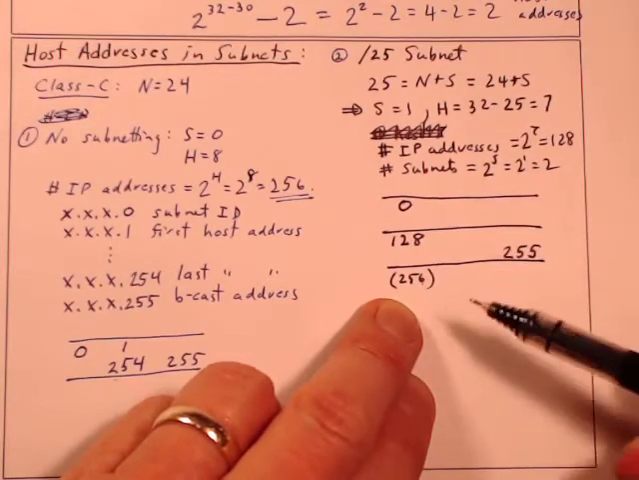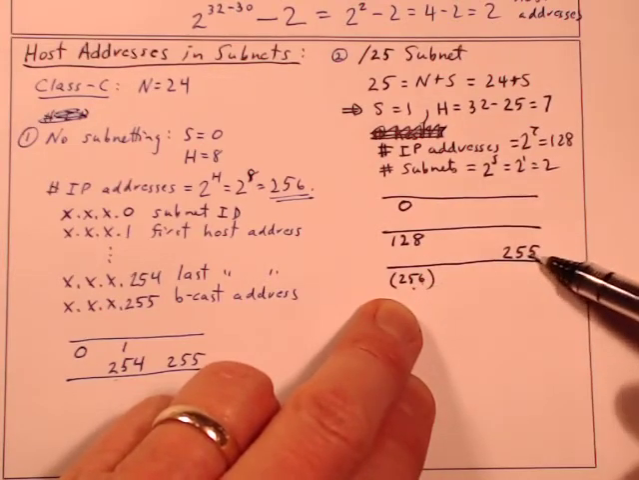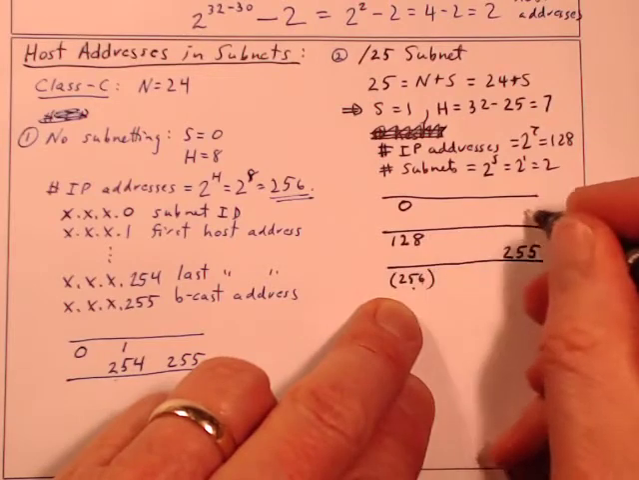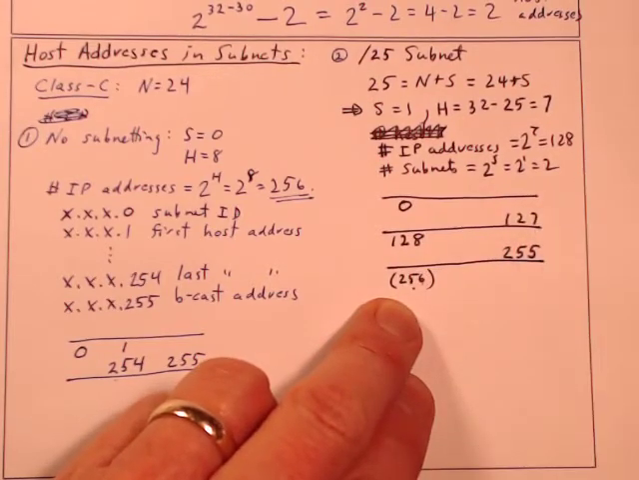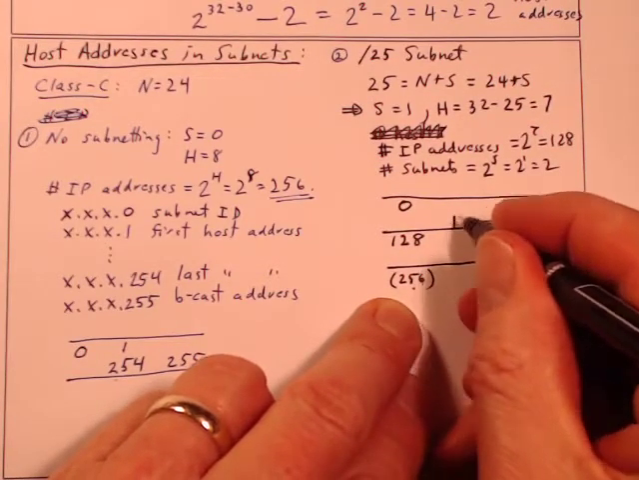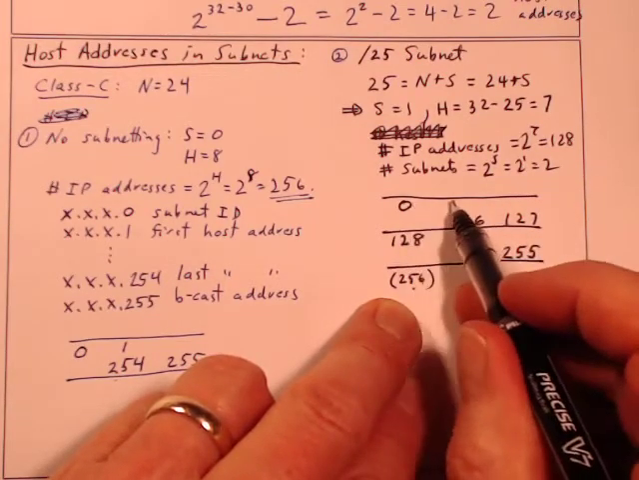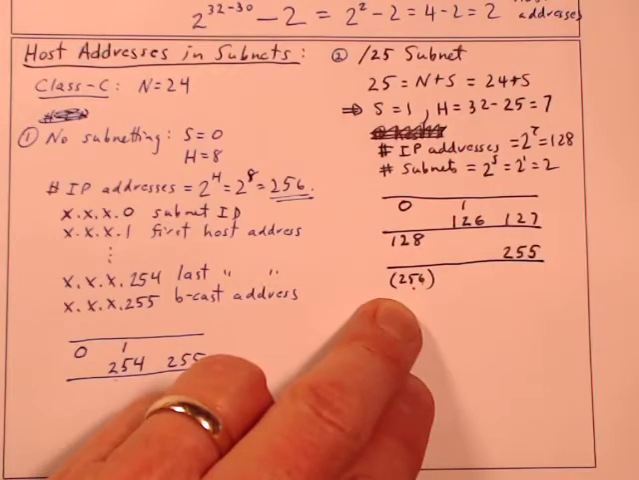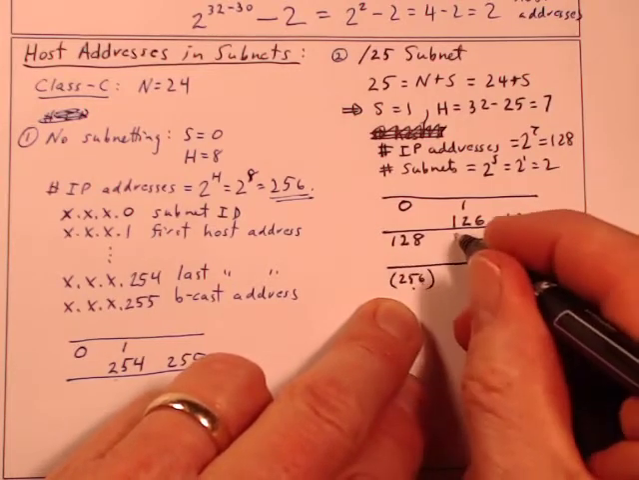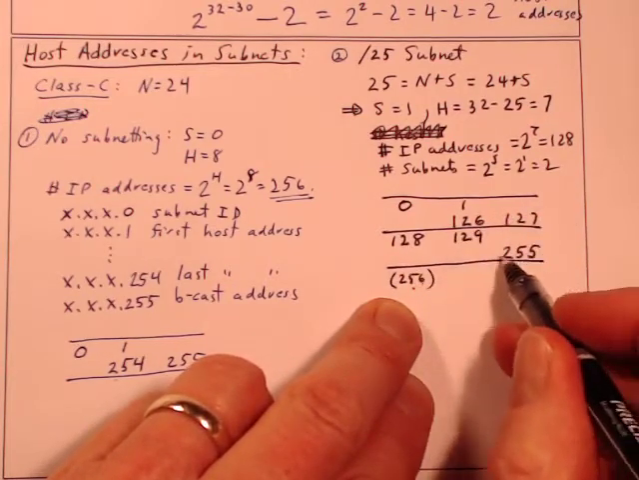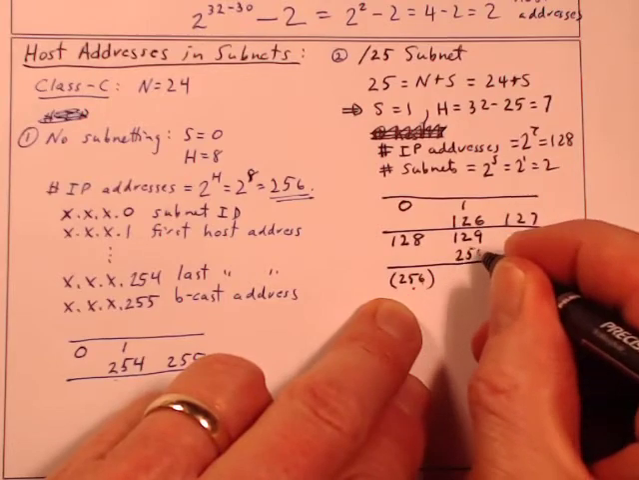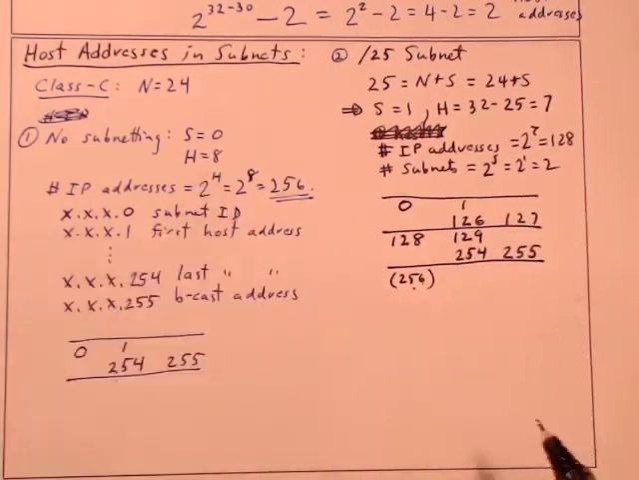And once you get these 3 numbers, you can then subtract 1 to get the 255, you subtract 1 to get the 127, you subtract 1 from 127 to get your last host IP address, and then you add 1 to the 0 to get a 1. So I'm going to add 1 to 128 to get 129, and I'm going to subtract 1 from 255 to get 254. So this is the type of little chart I make.